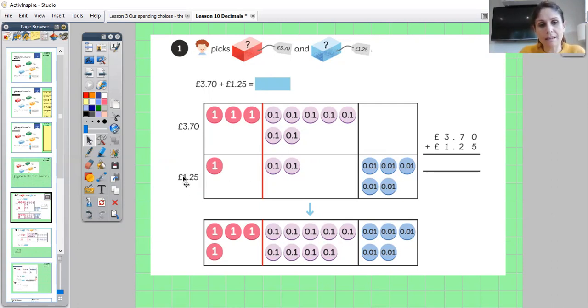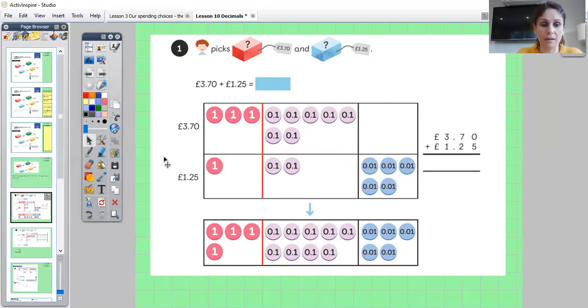So this one here, this is 1 whole pound. This is 20p, and this is 5 pence. All right. So this time we have got pennies, and we know that this is the tenths column and this is the hundredths column. So we've got some in our hundredths column, some in our tenths column, and some in our ones column. Now, if we had, say, £11.25, what do you think would actually go in the next column here?